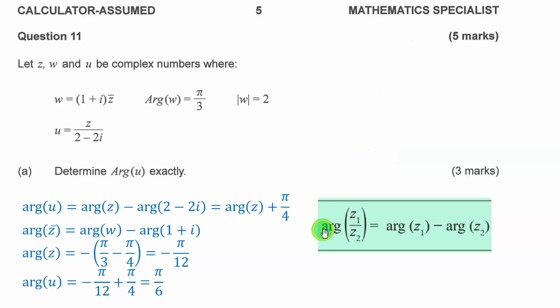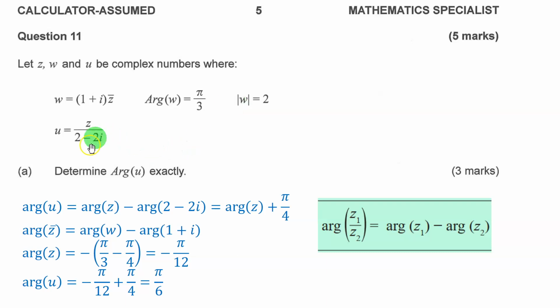So on the formula sheet under complex numbers, it reminds us of a few home truths, that when we want the argument of a quotient, it's the difference of the arguments. Here we're after the argument of u, and u is sort of buried in here. Well, u is z over 2 minus 2i, and the conjugate of z times 1 plus i is w, and w is 2 cis pi by 3 over here. So where do we begin?